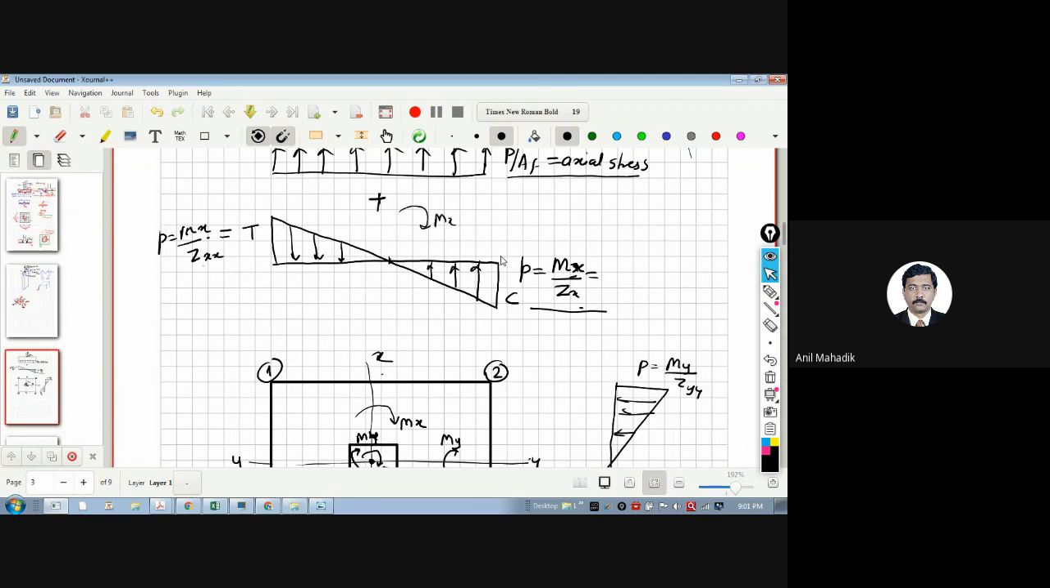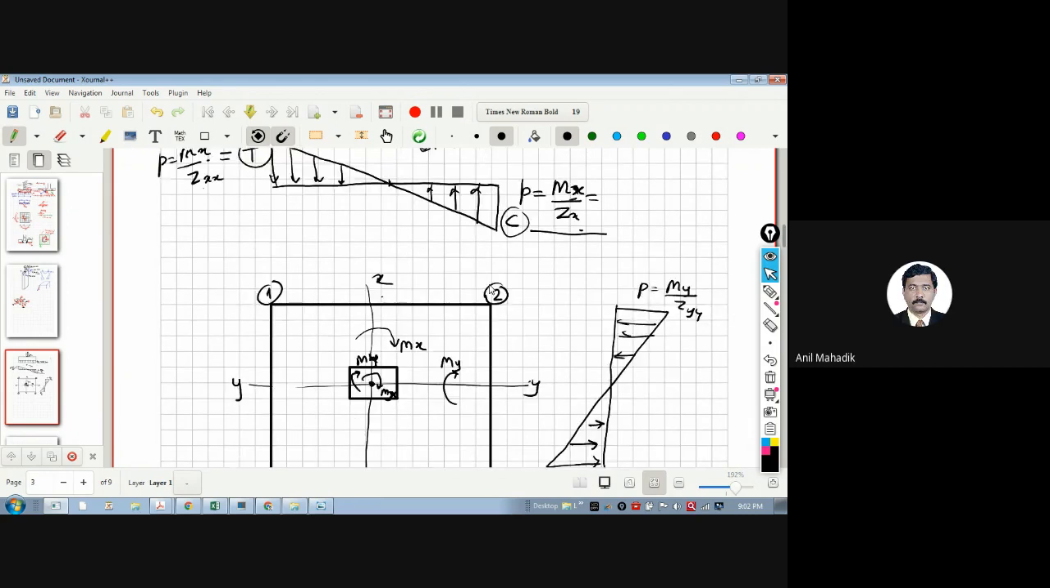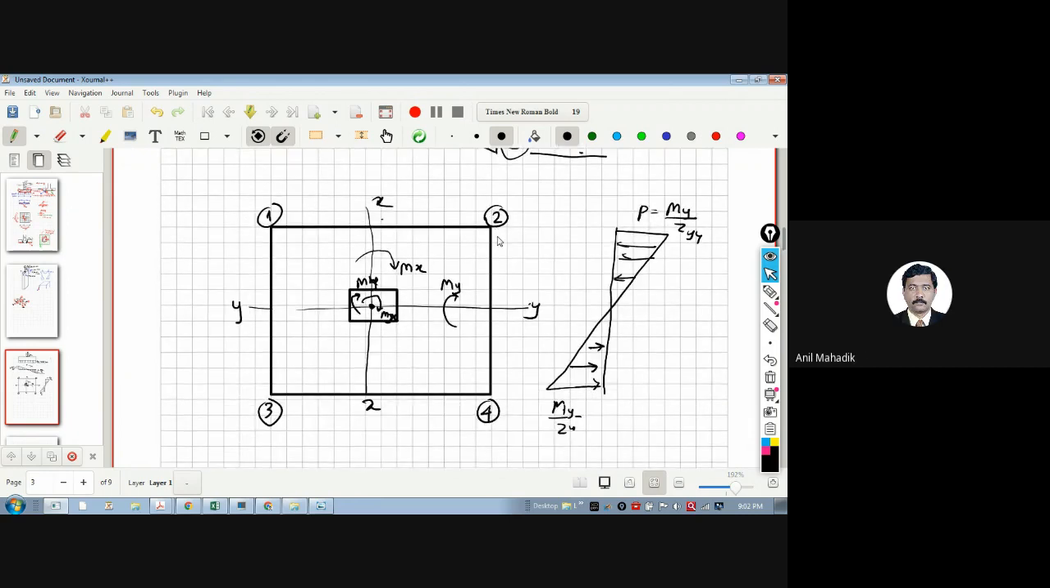This is going in compression. Yes or no? This zone. And this zone is going in tension. Correct? Yes, sir. As this is going in compression, that means points number 2 and 4 both will go in compression, no?